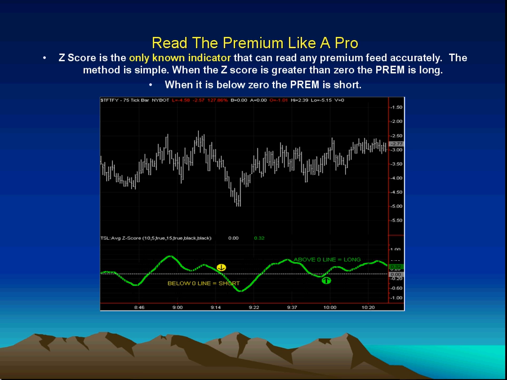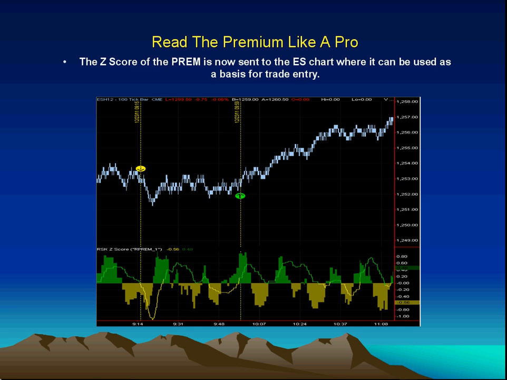And it's really simple. All we do is look at the Z-score in relationship to the zero line, Z-score being a function of standard deviation. So when the Z-score drops below zero, we're short. If it goes above zero, we're long, and it's just that simple. So we take this information off of the premium, and then we send that data onto our trading chart.